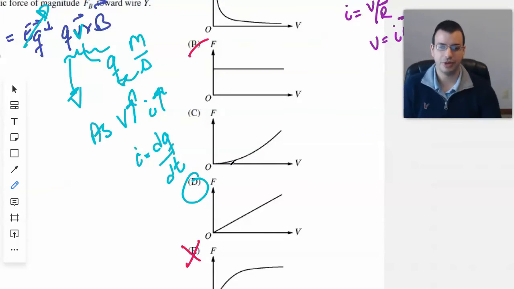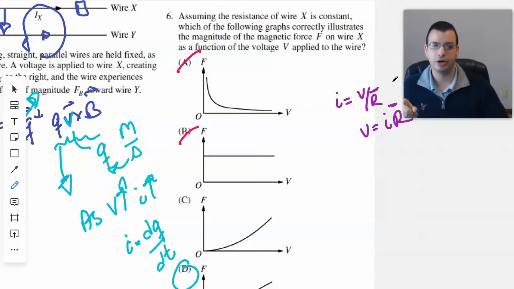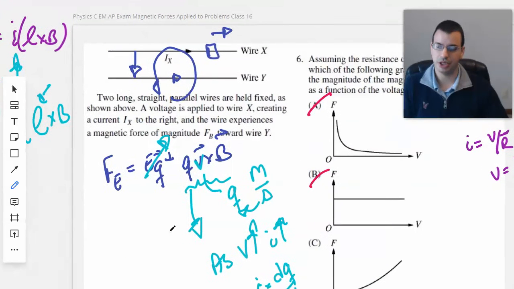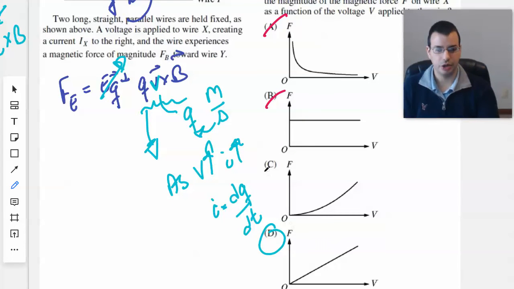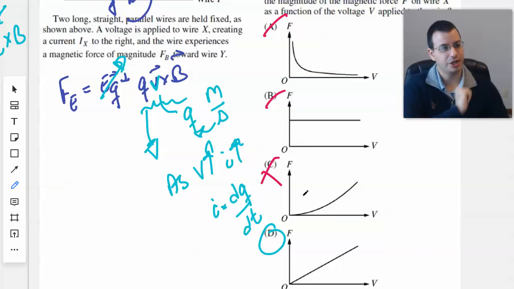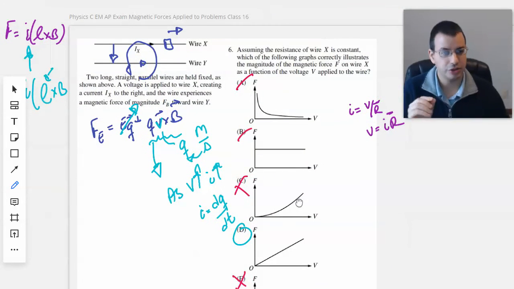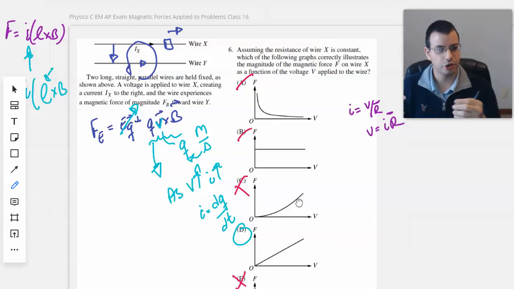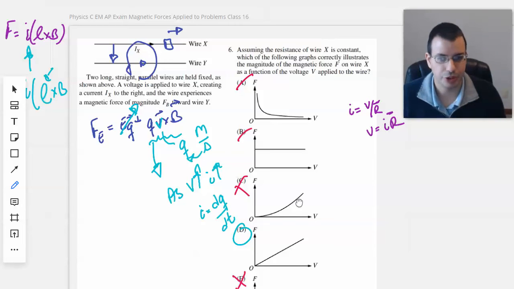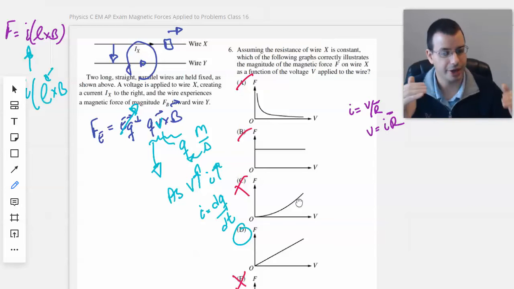And so we're left with, well, is it an exponential or is it linear? And this is what they're talking about here: you have to realize that V equals IR, so there's going to be a linear relationship between current and voltage, and then a linear relationship between current and force. And so everything is going to be a linear relationship, which means that you're not going to have this sort of exponential up. And so the answer here would be D. As you increase voltage, you'll increase current, which will increase the force between the two wires in a proportional manner.